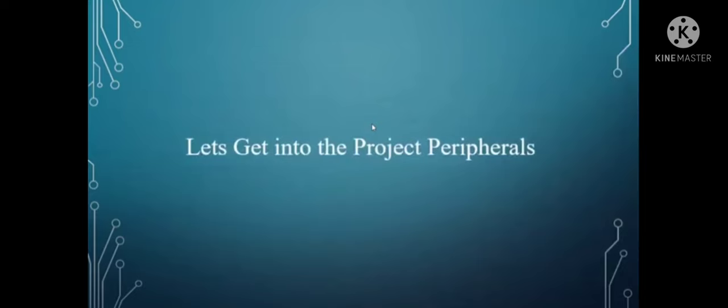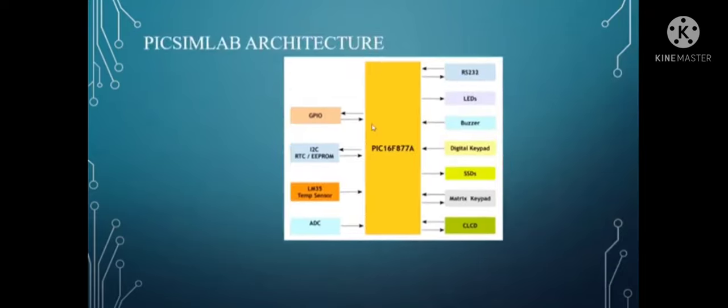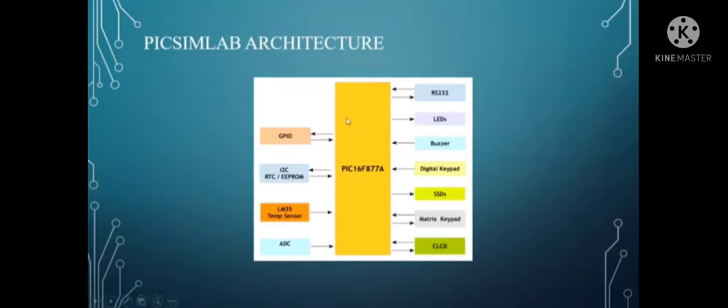Let's get into the project peripherals. First, the PixelMLab architecture. PixelMLab has a microcontroller, PIC16F877A. We are going to use the buzzer, the matrix keypad, CLCD, and some other peripherals are also used. These are the main peripherals in PixelMLab.